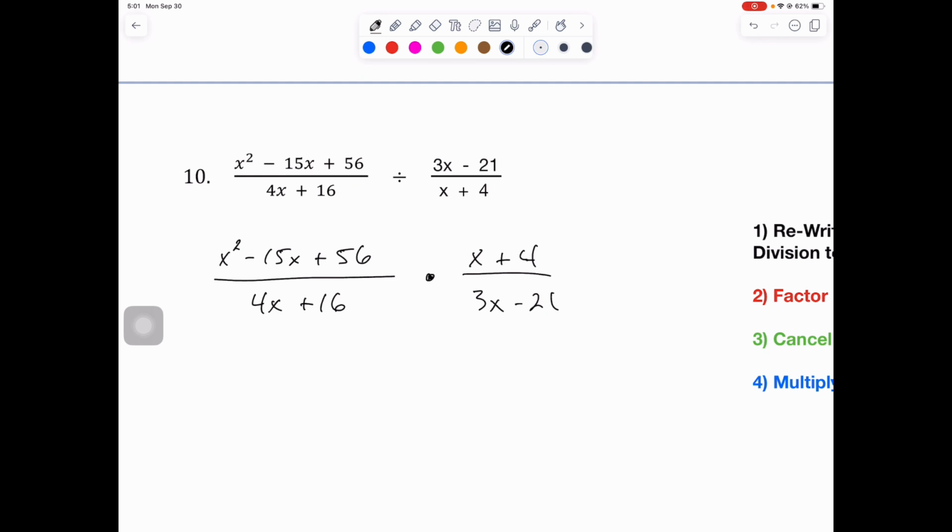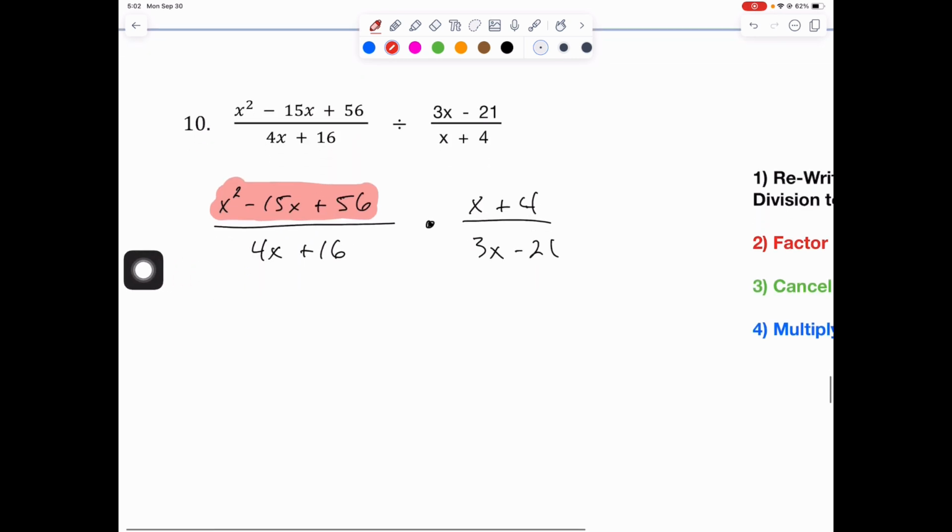All right, from here we have to factor a few things. And by a few, yes, I do mean 3. First thing we'll do is factor our quadratic of x squared minus 15x plus 56. So we're looking for the factors of 56 that, when multiplied, give us 56, but when added and combined, give us negative 15.